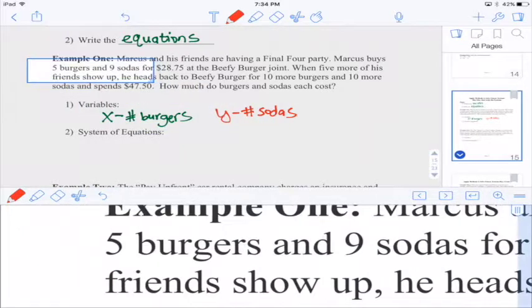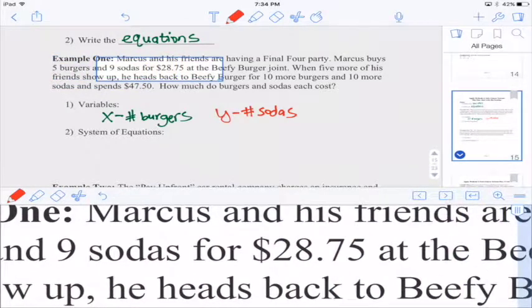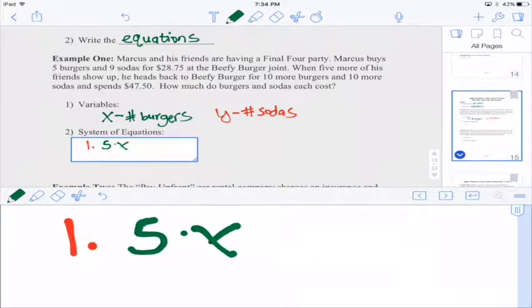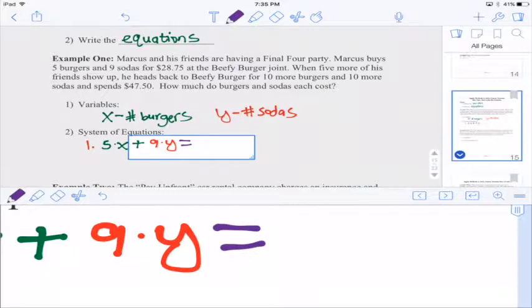Our first equation is going to be when he buys 5 burgers and 9 sodas, and it costs $28.75. We had 5 burgers, so 5 times x, plus he had 9 sodas, so 9 times y, and those added up to $28.75.